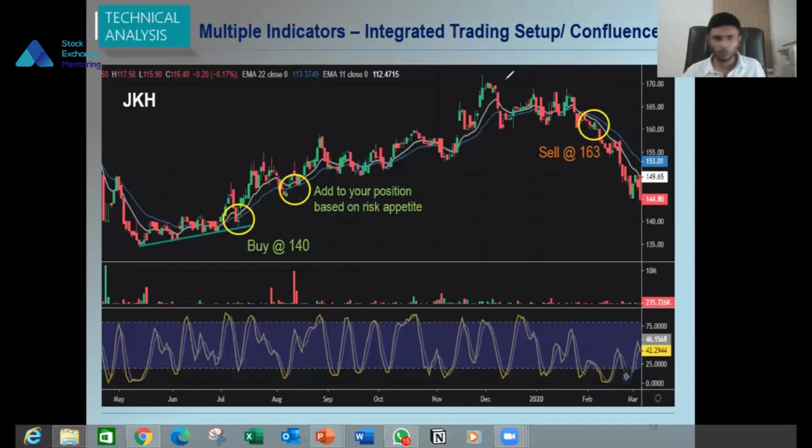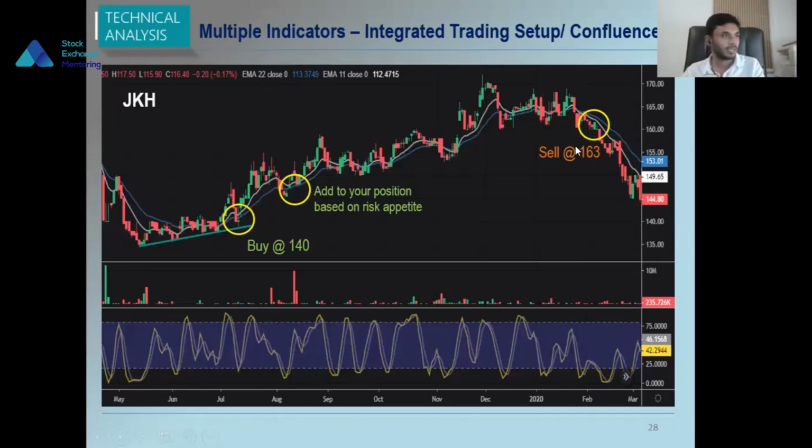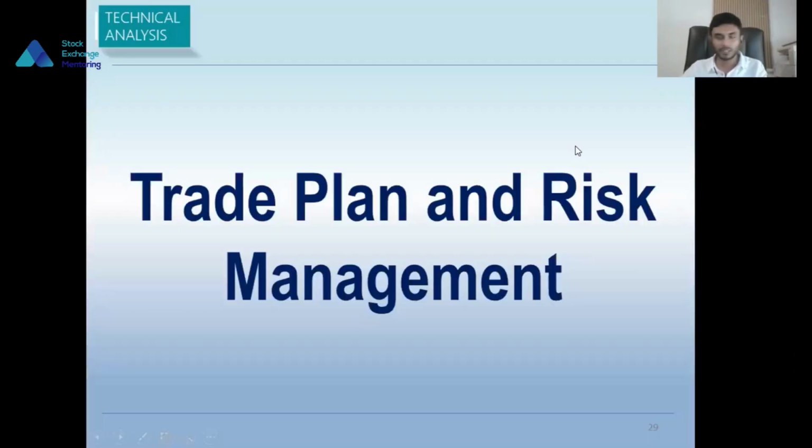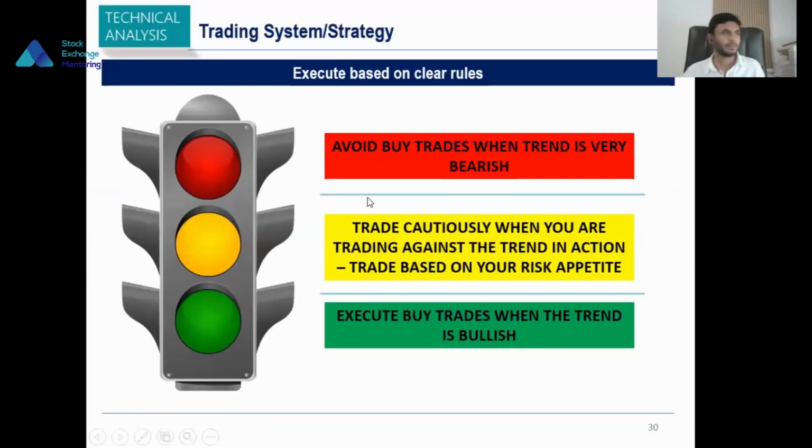Okay, so we are coming to the latter part of the session, which is trade plan and risk management. I hope you can remember, I spoke about avoiding buy trades when the trend is very bearish. Can you remember when our technical indicator, the moving averages, are giving you bearish signals? At that time, you should execute based on clear rules.